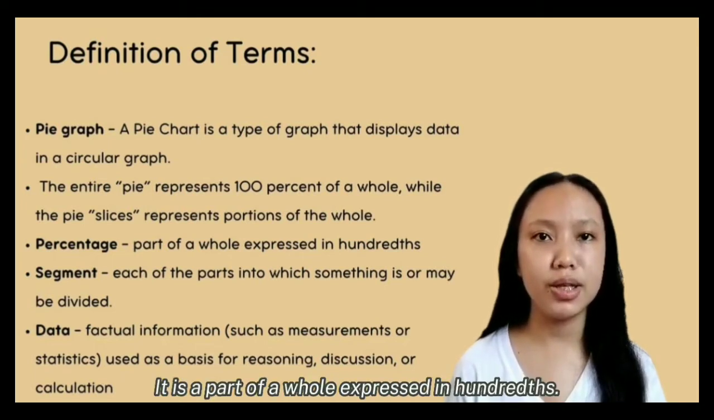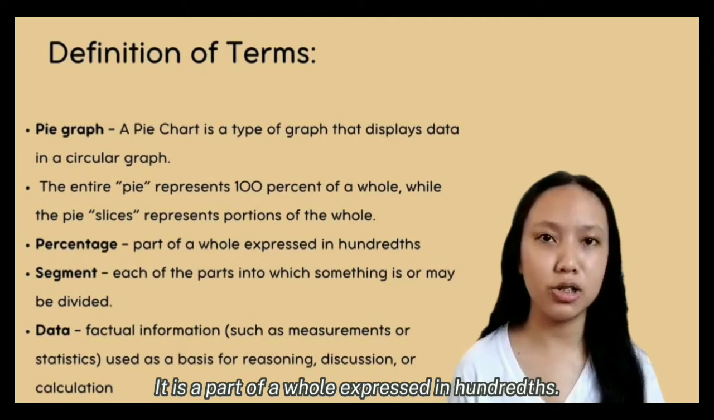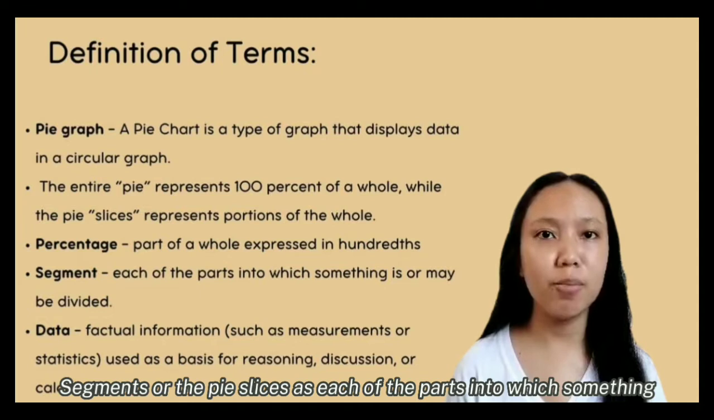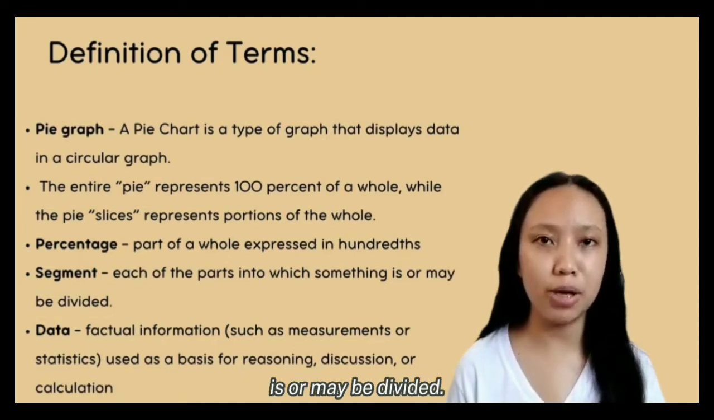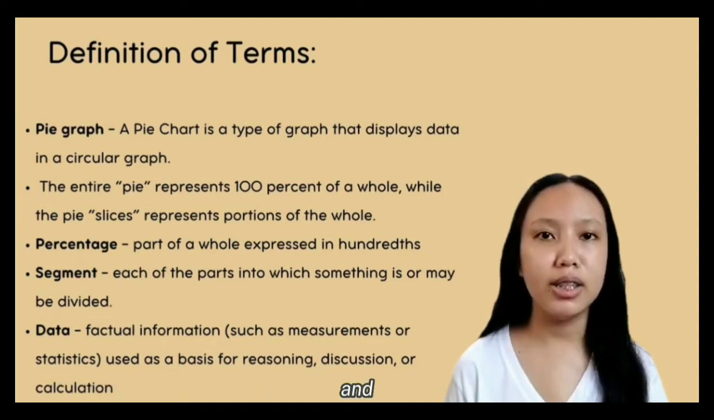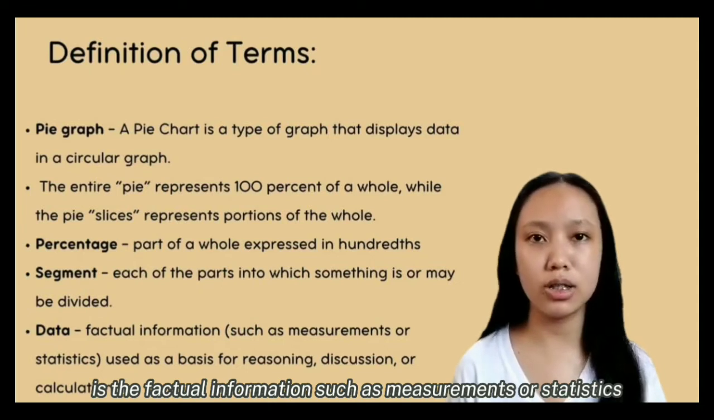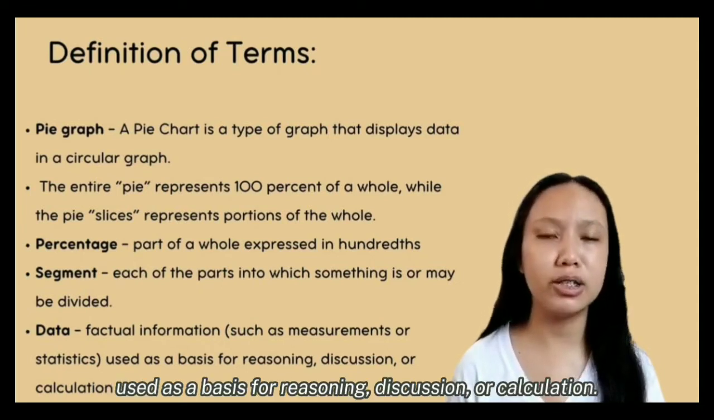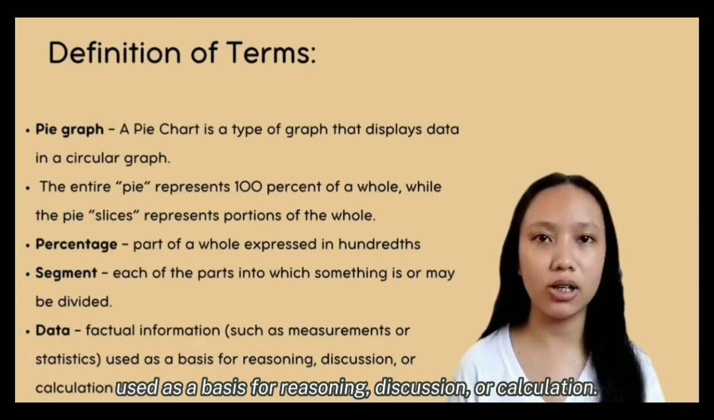Percentage. It is a part of a whole expressed in hundreds. Segment, or the pie slices, is each of the parts into which something is or may be divided. And data is the factual information such as measurements or statistics used as a basis for reasoning, discussion, or calculation.